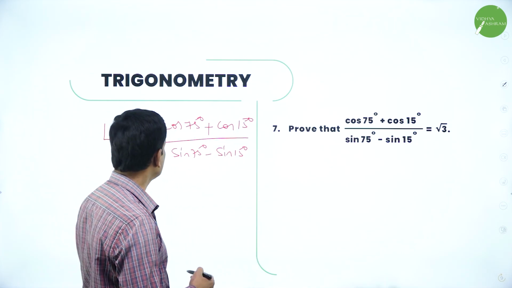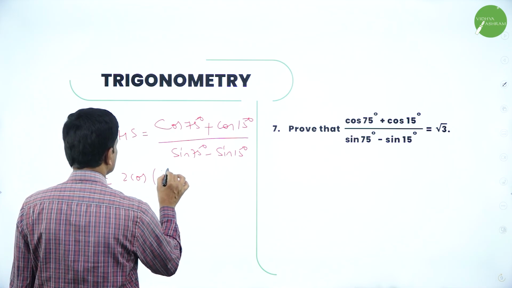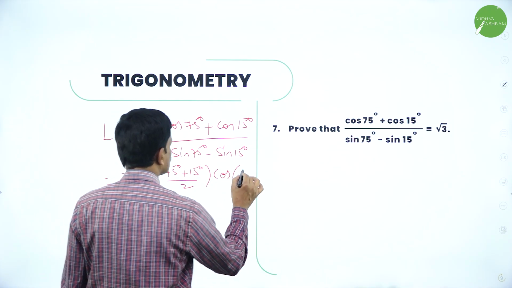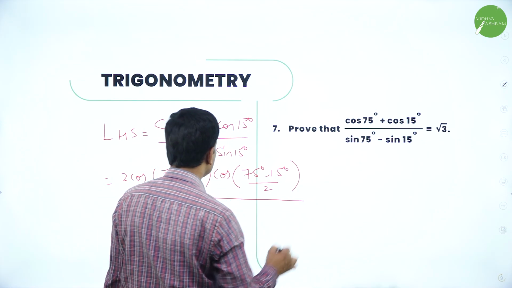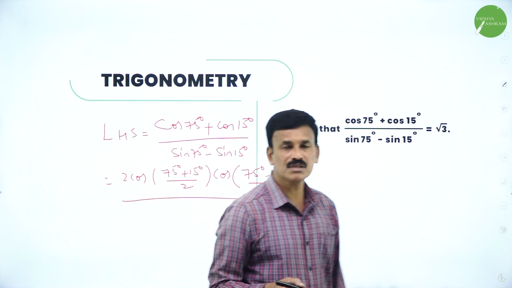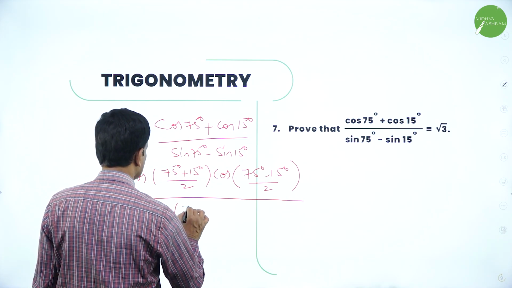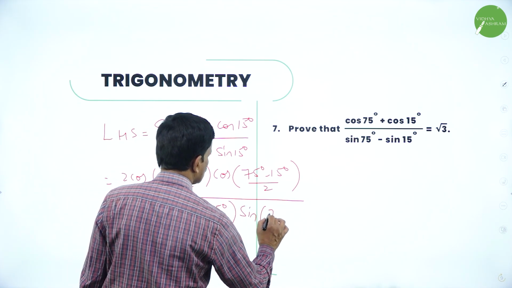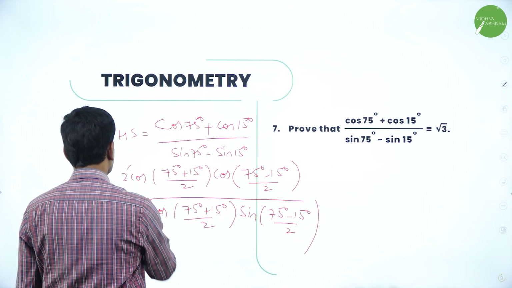Now, the numerator is of the form cos c plus cos d. So cos c plus cos d is equal to 2 cos of (c plus d) by 2 into cos of (c minus d) by 2. Similarly, sin c minus sin d: what is the formula for sin c minus sin d? It is 2 cos of (c plus d) by 2 into sin of (c minus d) by 2. Now what is this equal to? This 2 and 2 get cancelled.